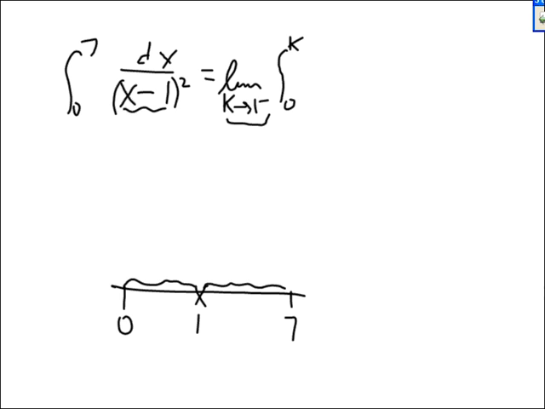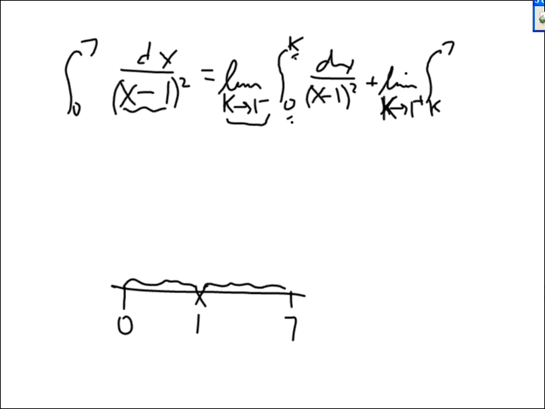Here is just below 1. So you're going from 0 to just below 1 of the function that you were always integrating, plus, now you want to integrate from k to 7, really from just above 1. So you call it k, but then you say k goes to 1 from above, gets closer and closer to 1, up to 7 of the same integrand.